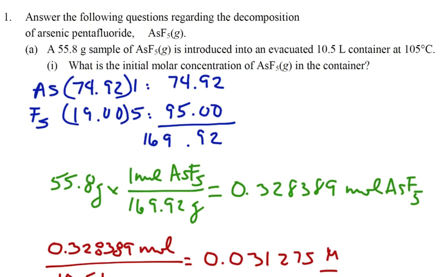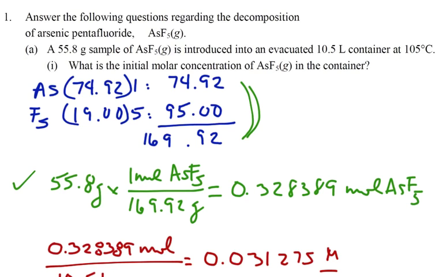Now we start off here with a very straightforward, old stoichiometry problem. Answer the following questions. A 55.8 gram sample of arsenic pentafluoride is introduced into an evacuated 10.5 liter container at 105 degrees Celsius. What's the initial molar concentration? So for AsF5 we need to figure out its molar mass. Arsenic, you look up on the periodic table. Fluorine is 19.00 times 5, add it all together.